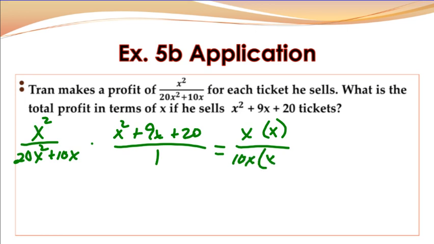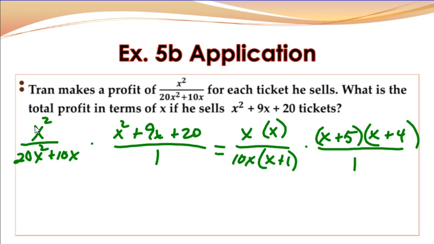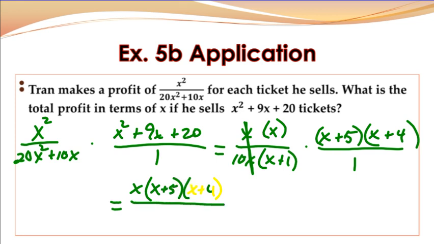That leaves me with x plus 1. And I can factor the trinomial. Two numbers that multiply to 20, but add together to give me 9, is 5 and 4. And now simplify here. Only the x's cancel out. And so here I'm left with a bigger answer. So I have x times x plus 5 times x plus 4 all over 10 times x plus 1.